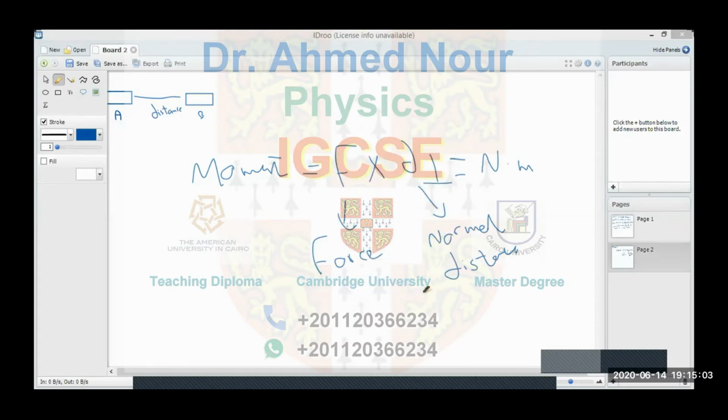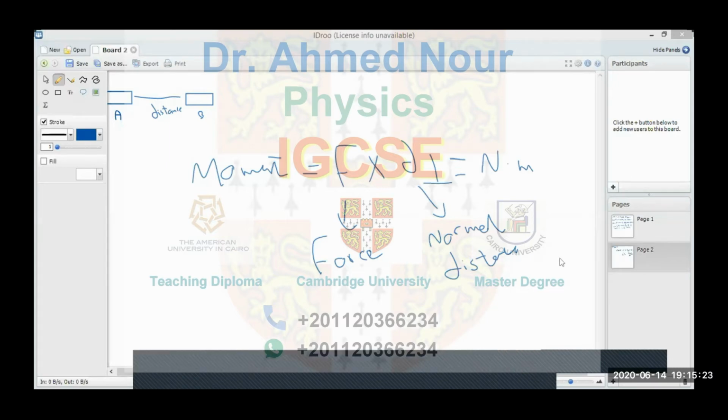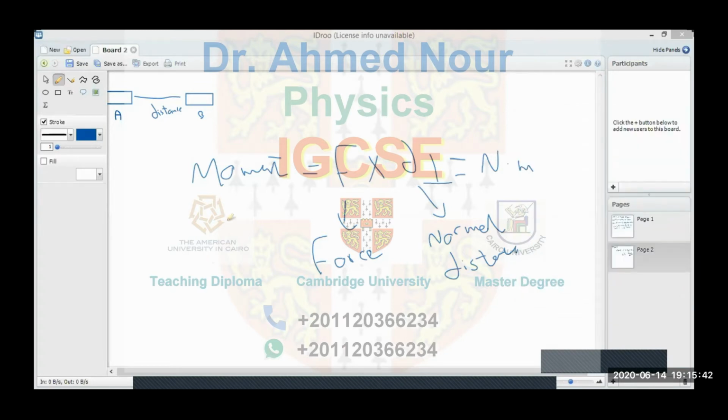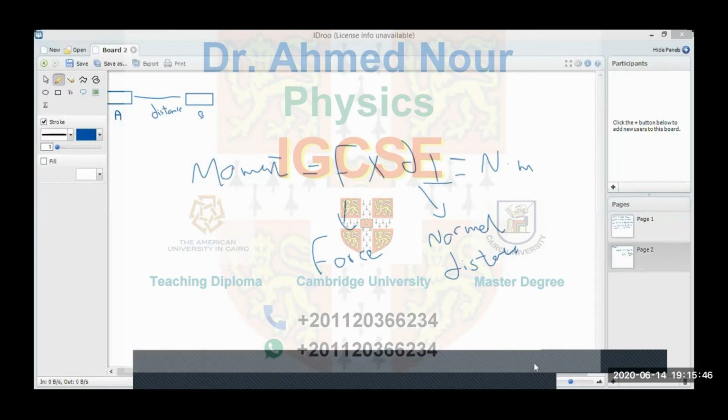In moment, we only have one pivot. Okay, so the measuring unit here is Newton meter. Now the question, is moment a scalar or vector? You can write on the chat box. Good Abdo, good Asim. Okay, moment is a vector quantity which has magnitude and direction.